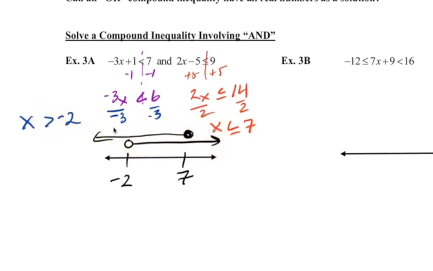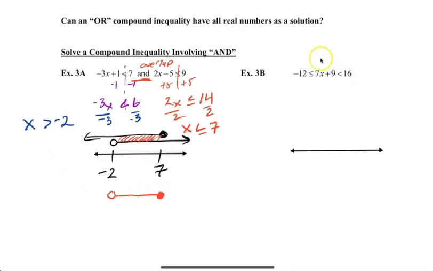And now, this is the AND statement. So with an AND, with the compound, we're looking for an overlap. We're looking for where they're both true. That happens in the middle here. So you could either shade it like that, or a lot of people like to redraw it. That would be my answer right there. Right, we're going from -2 to 7. That's the answer.